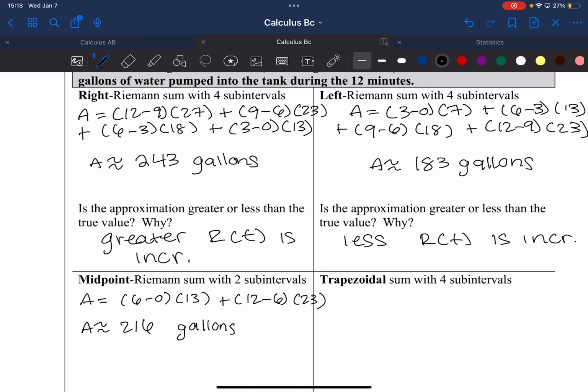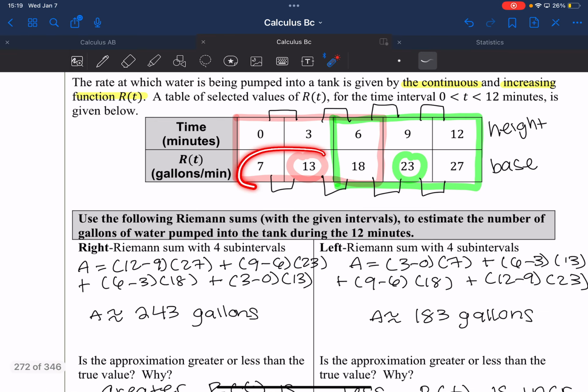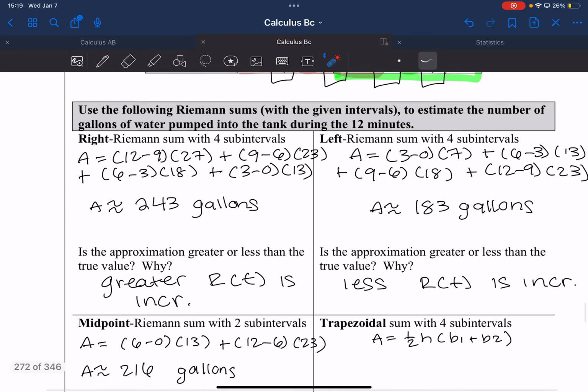The last method of approximation is the trapezoidal. So we're going to be using the area of a trapezoid, which is area is equal to 1/2 h times base 1 plus base 2. And since we're using those 4 intervals, we're going to be using the bases, or the numbers, that are next to each other. So if we look back at the table, that means we're going to be using 7 and 13. Those are the ones that are next to each other. Then we're going to use 13 and 18. Then what would be the next one? 18 and 23. And then the last one? 23 to 27. And that's what's going to consist of all 4 of our trapezoids.